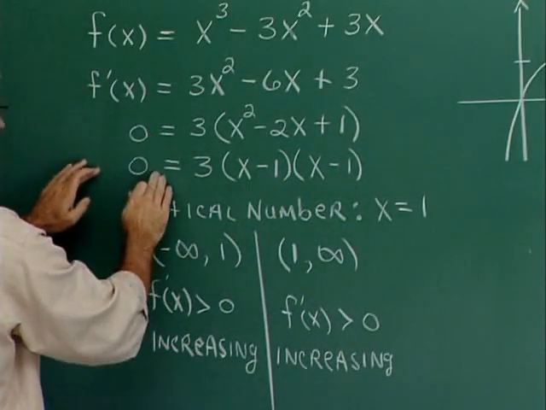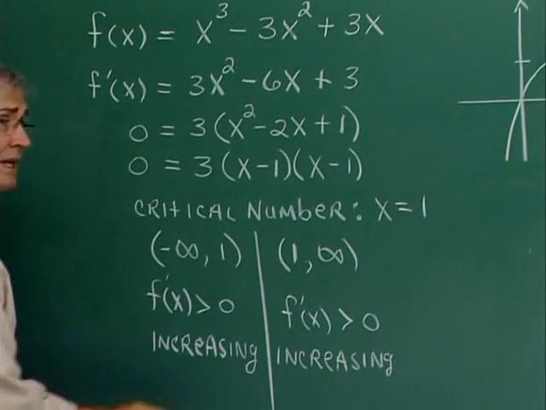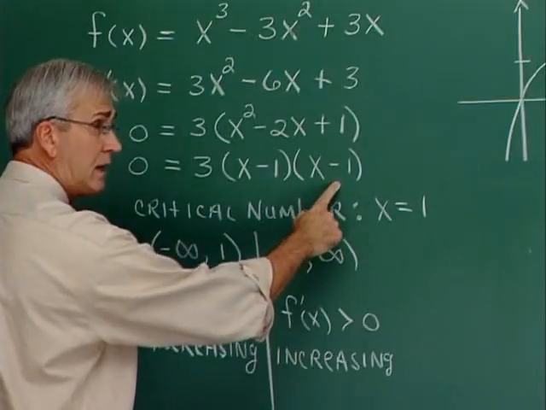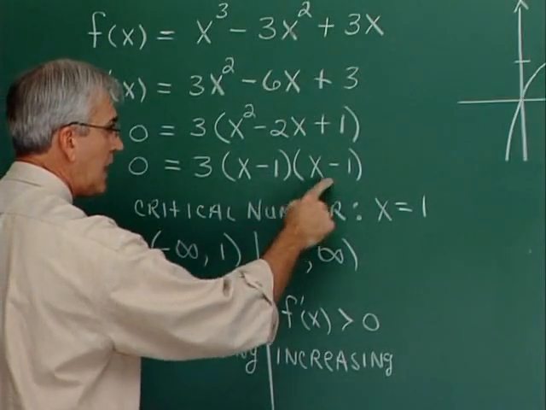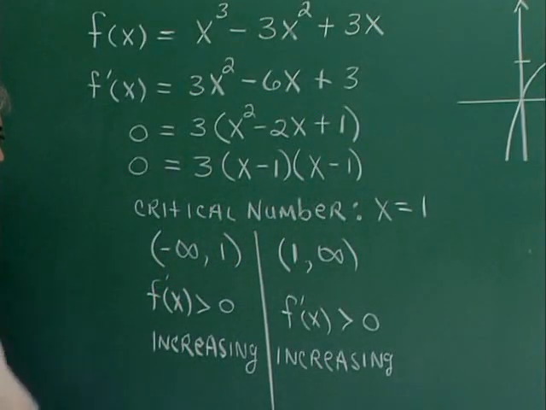We think of this as f prime of x equals this factored form. So if we have a real big negative number, x minus 1 is big negatively, and this would be big negatively. Negative times negative is positive. So this product is positive. So the derivative function is positive, and therefore the graph is increasing.